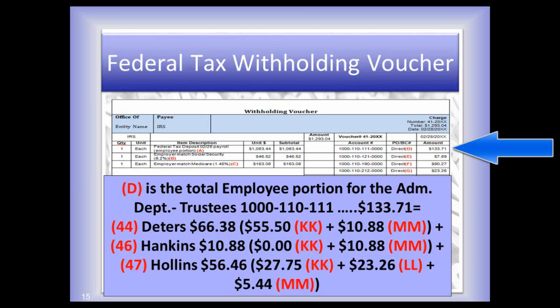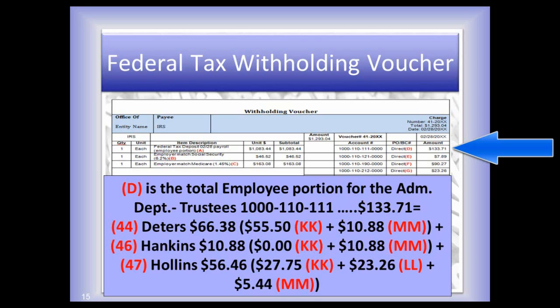She had zero withheld for federal, which is under KK, and she had $10.88 in Medicare withheld under MM, plus the final trustee, Mr. Hollins, whose federal tax total was $56.46. And this is made up by the federal income tax, $27.75 in column KK, plus $23.26 in column LL, which is Social Security, and $5.44 in column MM, which is Medicare.